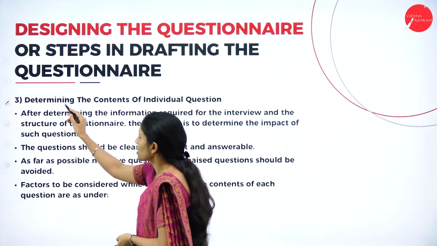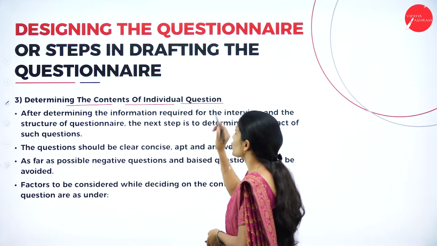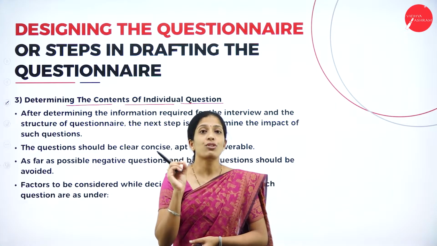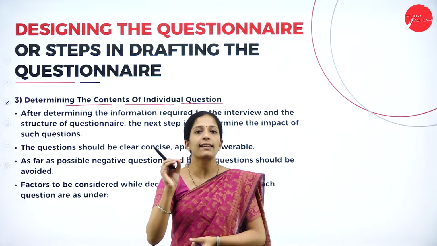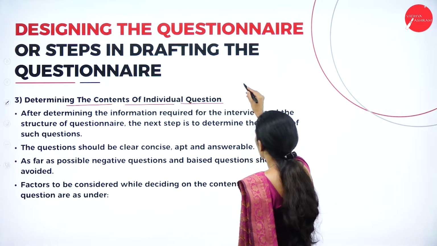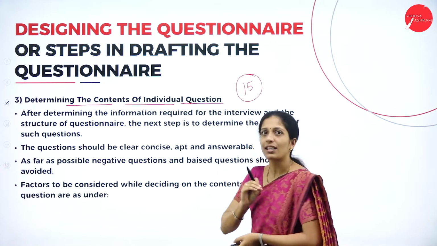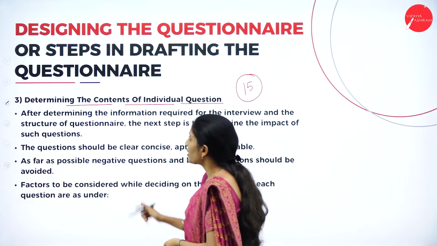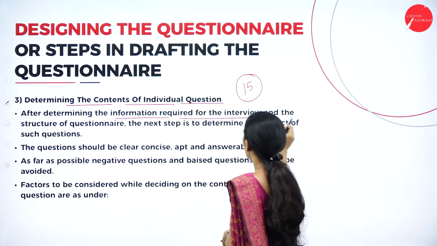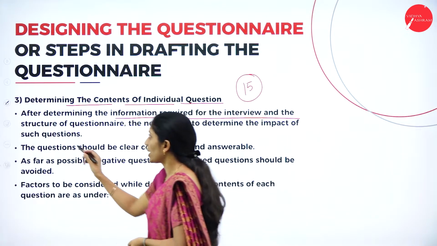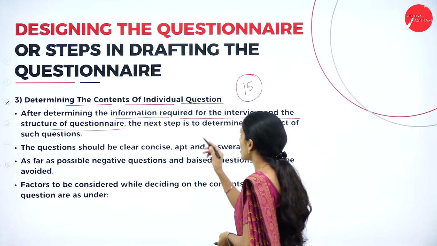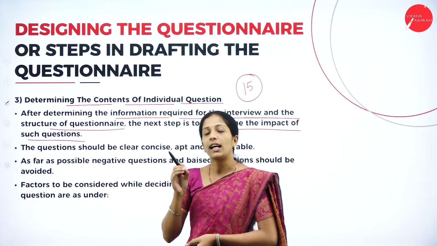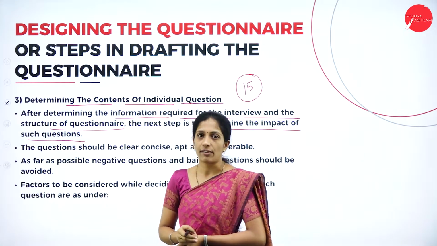Now, coming to the third process, determining the contents of individual questions. He knows what type of questionnaire to prepare, but he has to know what contents are included in each and every question. Suppose there are 15 questions. In those 15 questions, what are the contents to be included? The researcher has to know that. After determining the information required for the interview and the structure of the questionnaire, that is our second step, the next step is to determine the content of such questions, that is, the contents included in each and every question.